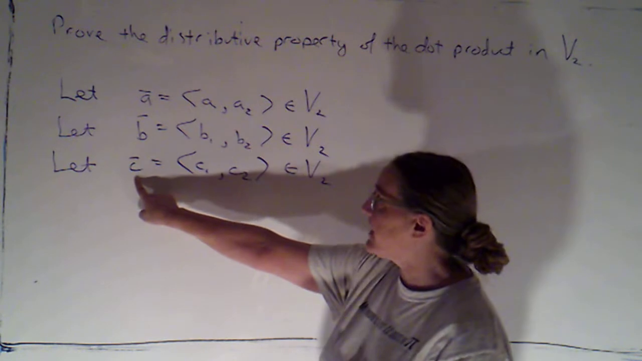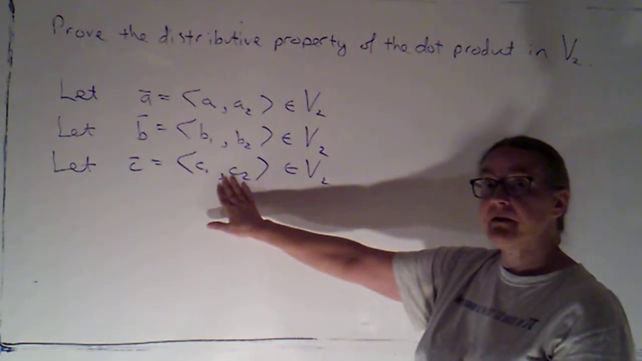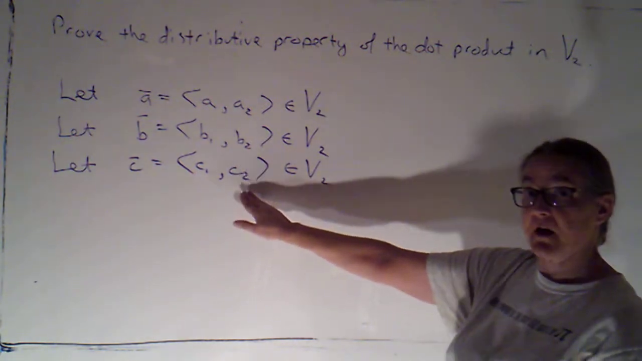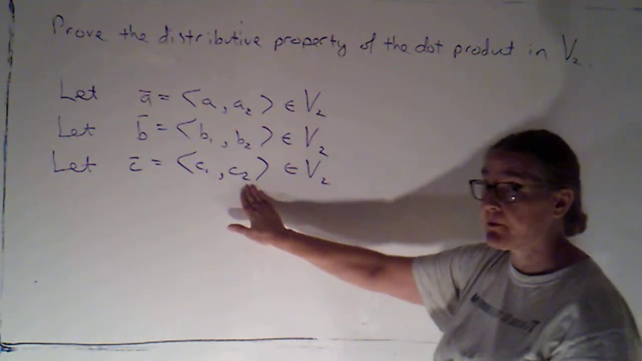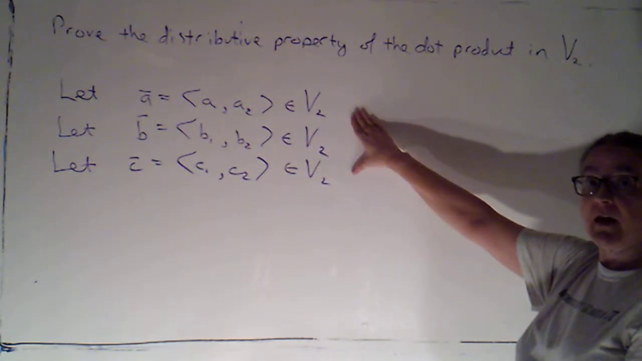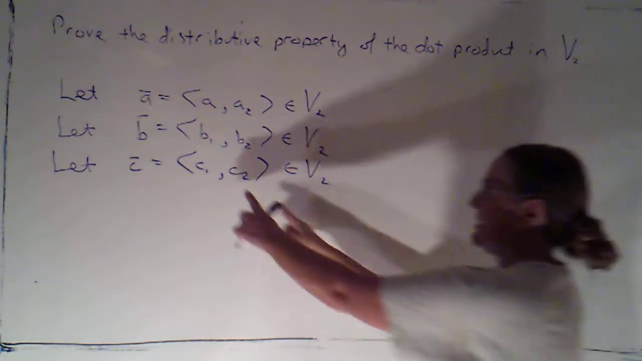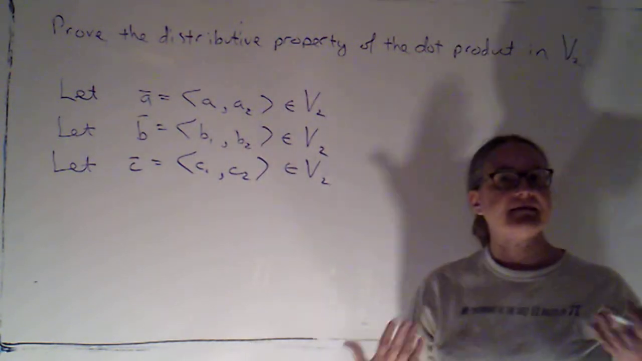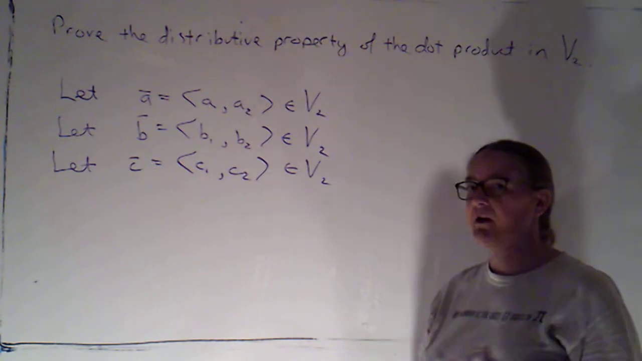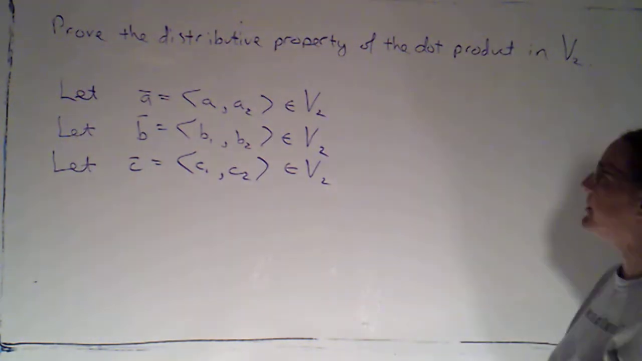I've given names to my vectors. I've named their individual components, and you'll notice there are no bars over the components because the components are numbers. These are the vectors. And I've said that we're working in 2 space. That tells me that these components represent real numbers because that's the definition of V2. It's 2-dimensional space working with real numbers as the components.